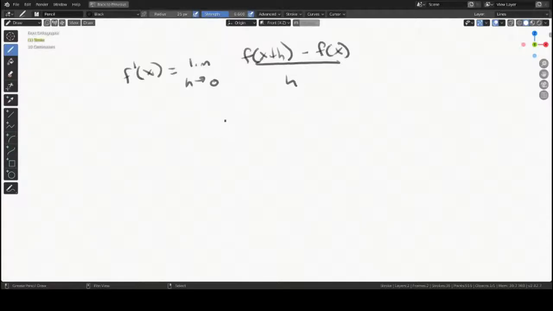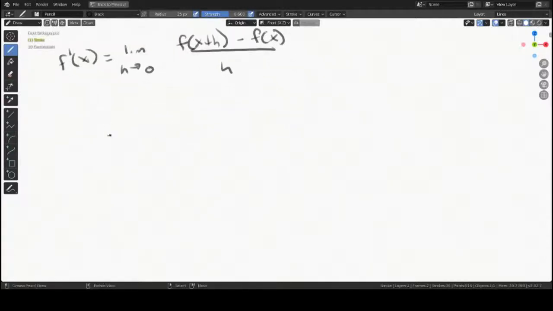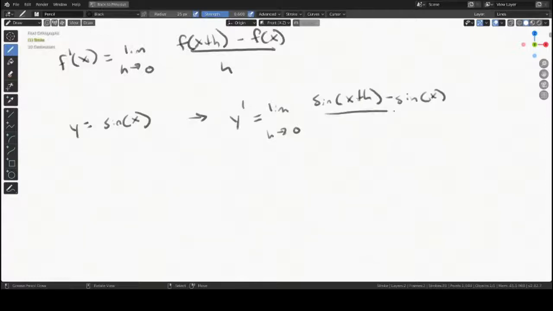Now we're going to use this definition and we're going to try it on the function sine of x. Alright, cool. So we'll say y equals sine of x. That means that y prime equals the limit as h is approaching 0 of sine of x plus h minus sine of x, all that divided by h.